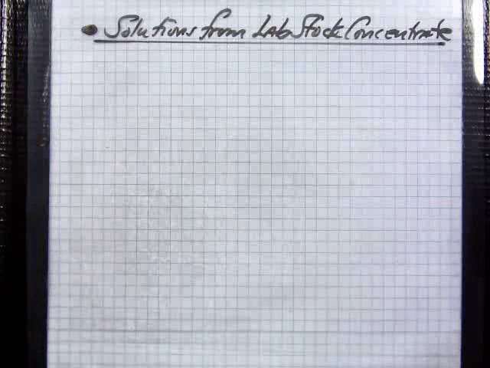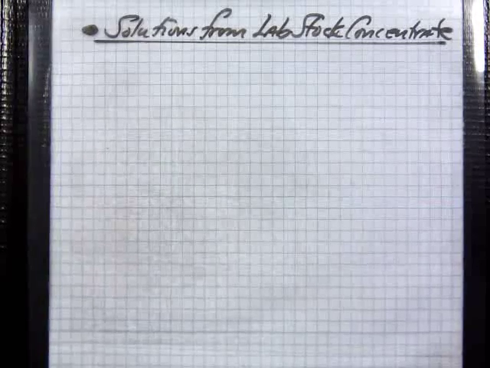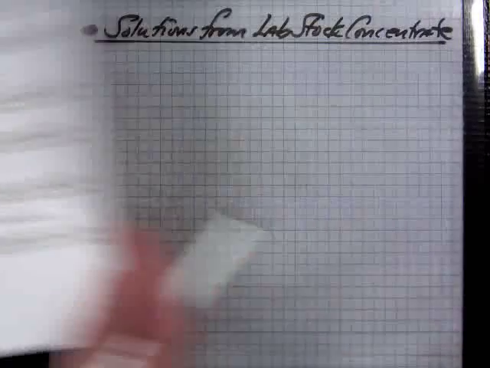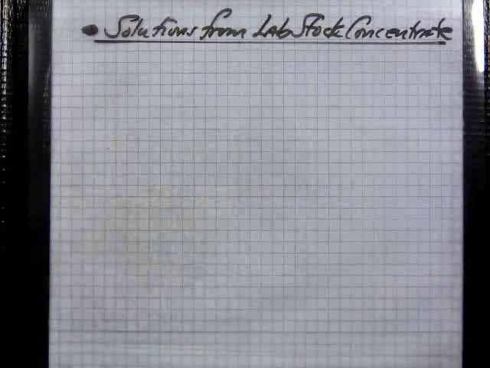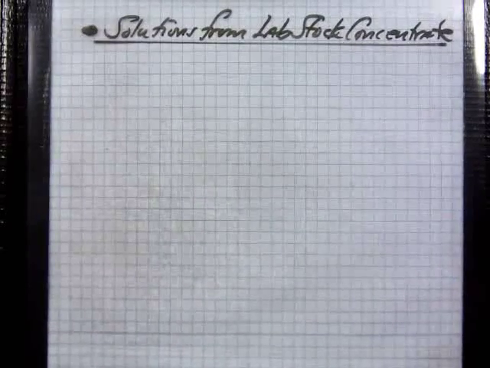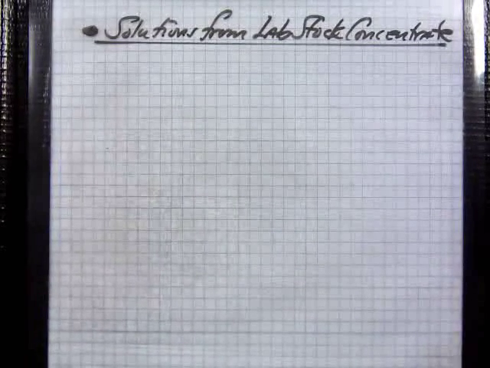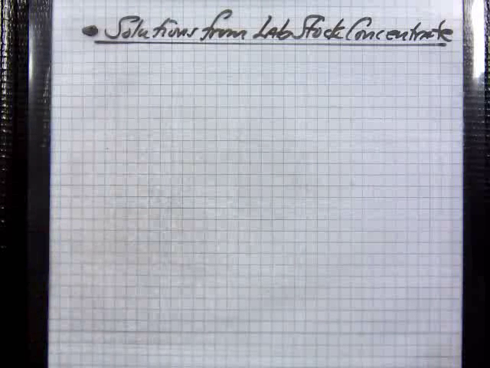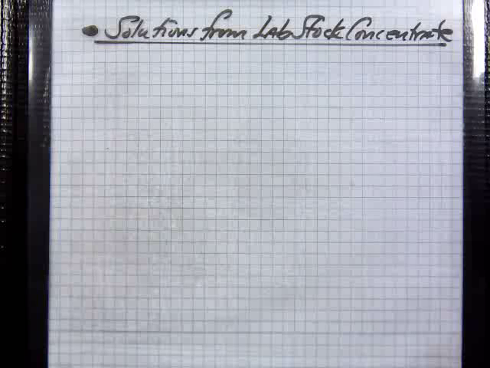Okay, solutions from lab stock concentrate. Down here at the bottom, this is what we're working on right now, this dilution equation thing. Molarity times volume equals molarity times volume. Okay, what does that mean? Typically, you have a concentrate on the shelf that you made. Instead of making solutions from HCl 36% all the time, you might make a 6 molar stock solution, put it on the shelf. And then you need 0.1 molar solutions for a lot of experiments or something. And so you'll figure out how much of that you need each time and dilute it.